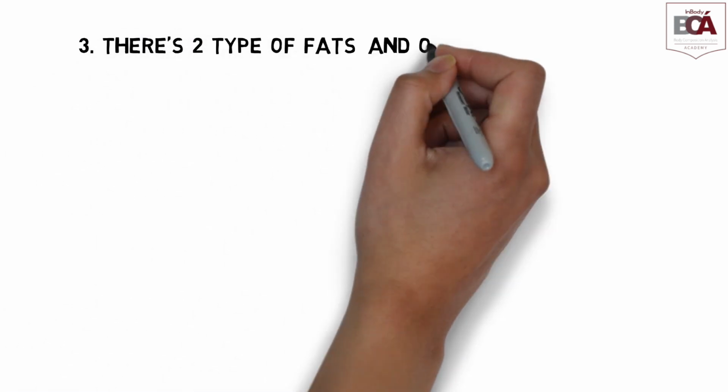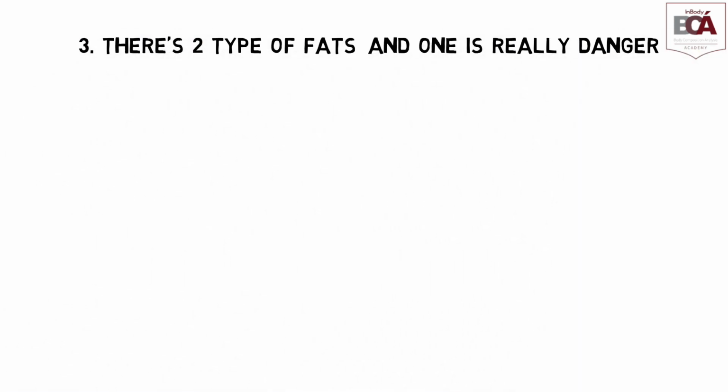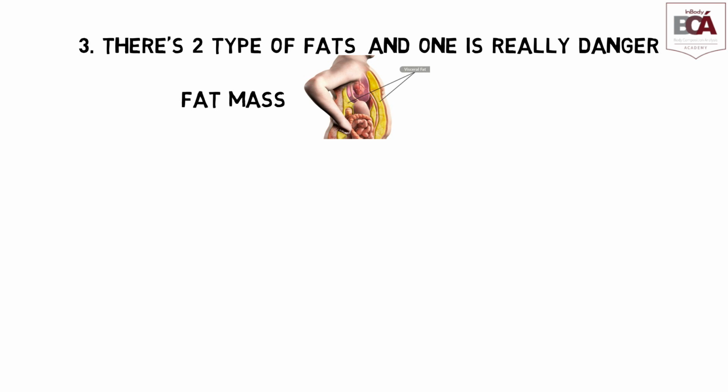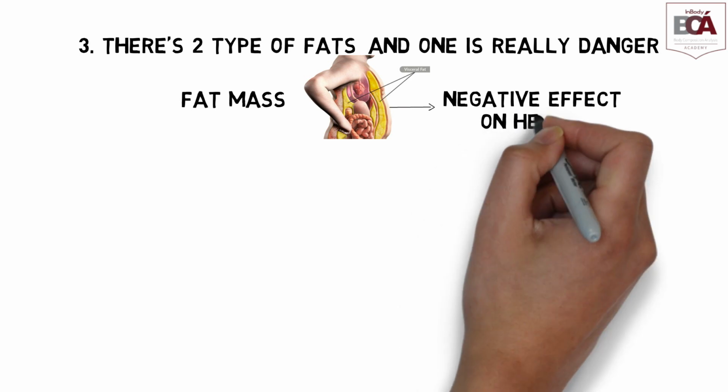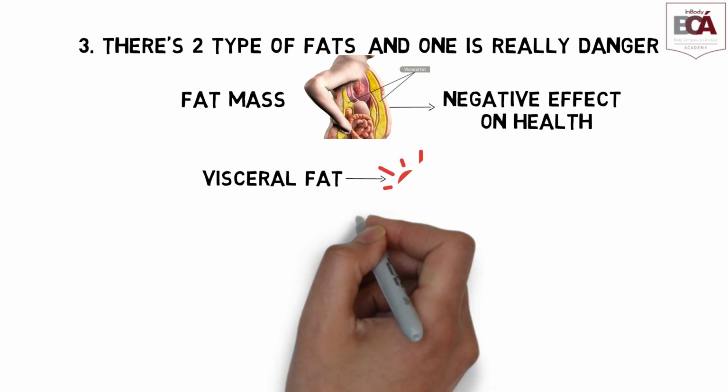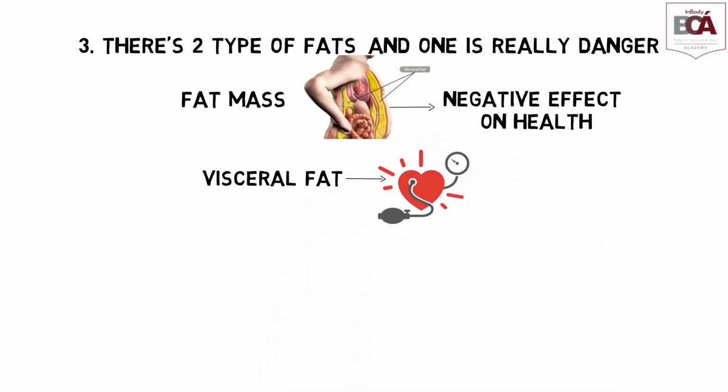There are 2 types of fat and one is really dangerous. According to Harvard University, fat mass and particularly visceral fat, which is belly fat, can have significant negative effects on your health. Over time, visceral fat can lead to developing serious diseases like cardiovascular disease and type 2 diabetes.